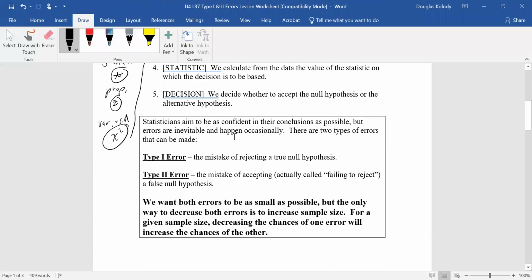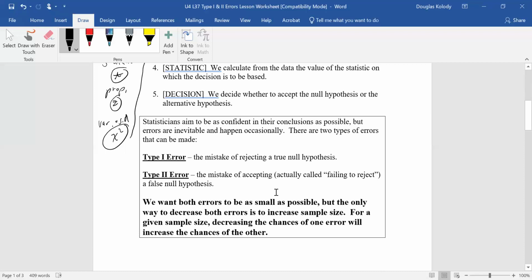All right, so the statement down here. Statisticians aim to be as confident in their conclusions as possible, but errors are inevitable, and they happen occasionally. There are 2 types of errors that can be made. A type 1 error, we already just talked about that, is the mistake of rejecting a true null hypothesis. A type 2 error is just the opposite. It's the mistake of accepting, but we're not going to use the word accept. Throughout the semester, we're going to call it fail to reject a false null hypothesis. So you go along with the original claim even though it's not true.